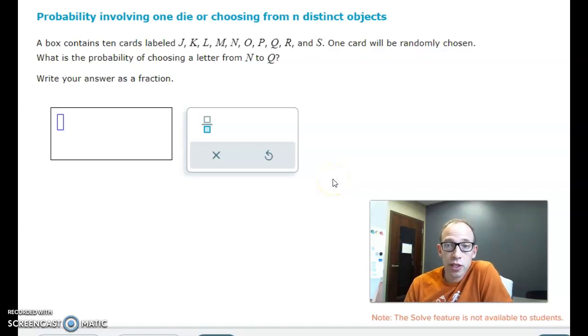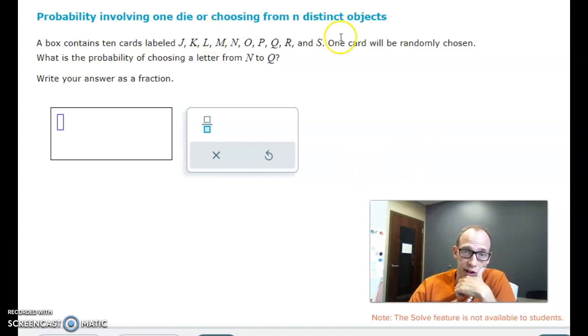So this question is just dealing with the basic concept of probability, which one way of looking at it is a fraction where the numerator, the top number, is the number of successes, and the denominator, the bottom number, is the total number of possibilities. And this is assuming that all the possibilities are equally likely.